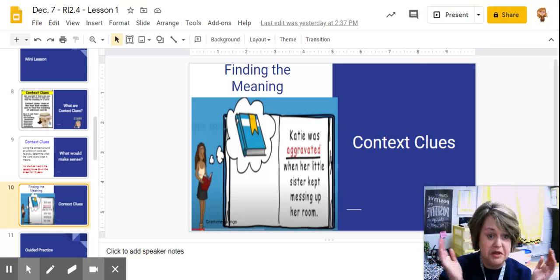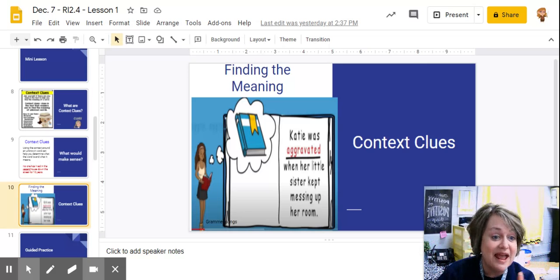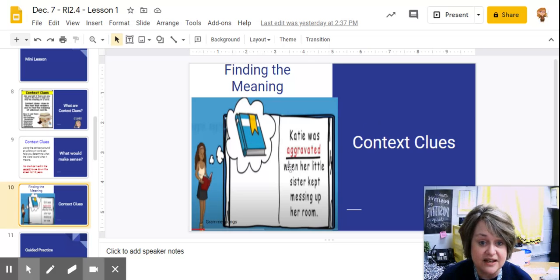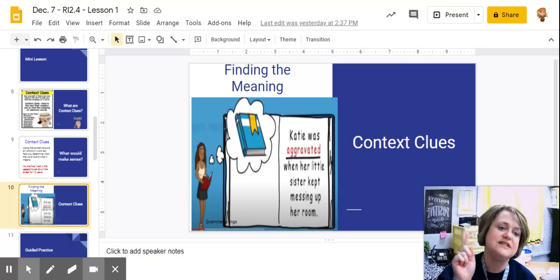Not really. That doesn't tell us anything. So now let's look after the word. She was aggravated when her little sister kept messing up her room. I've got some schema for this. I have seen little sisters messing up rooms. I bet you have schema for that as well in your own home.